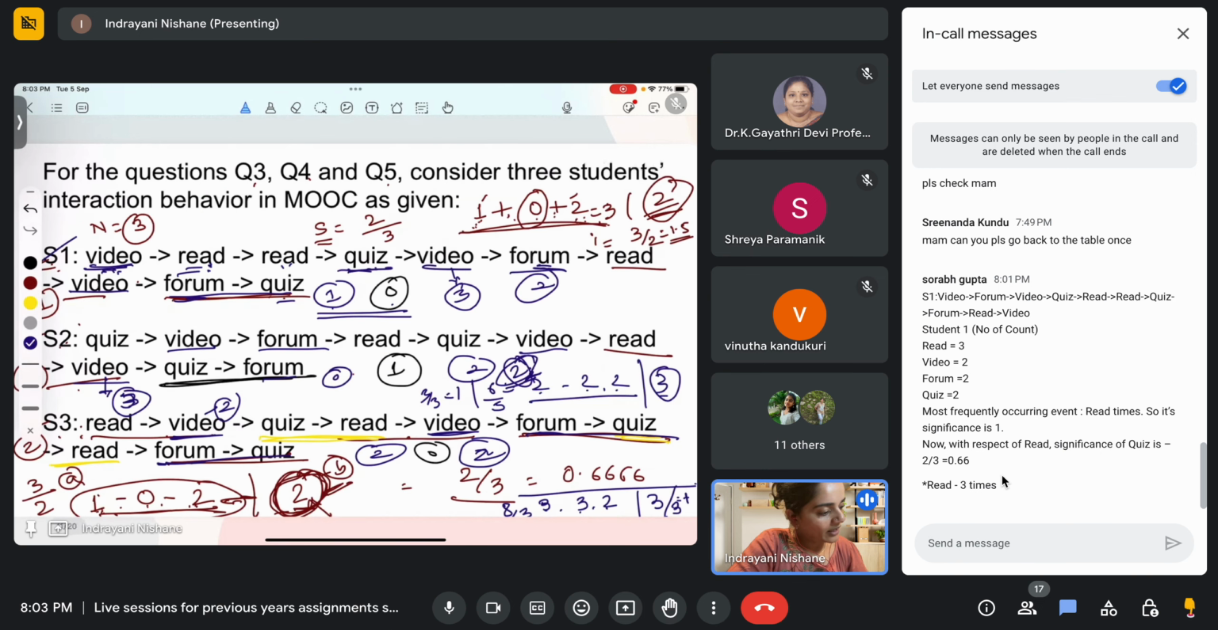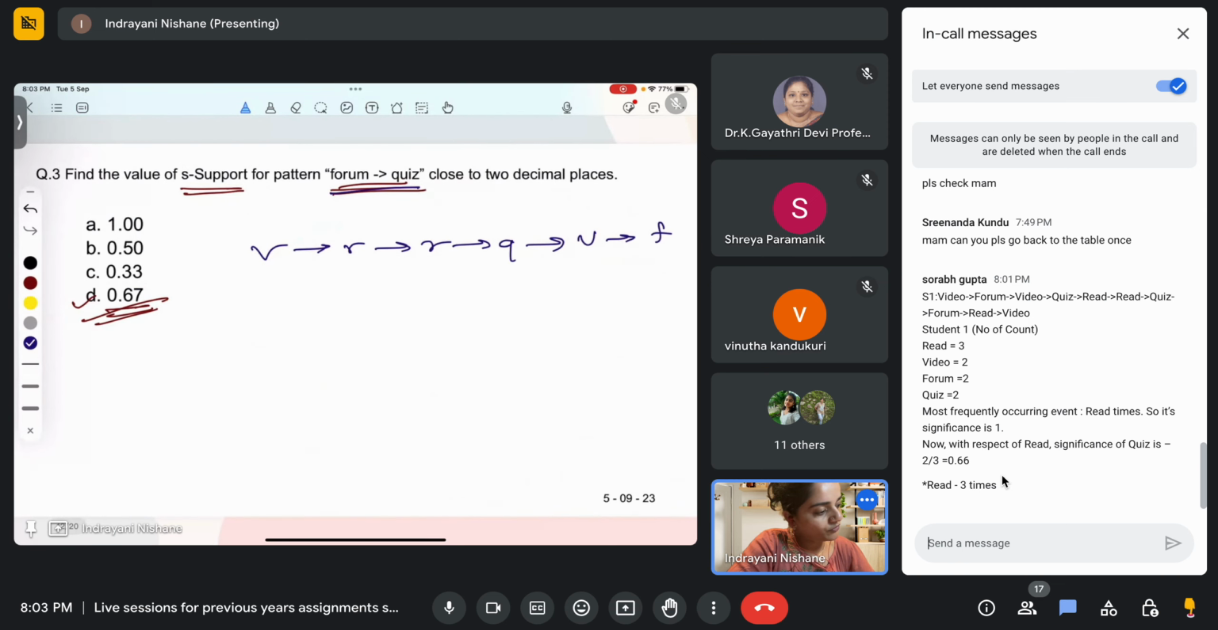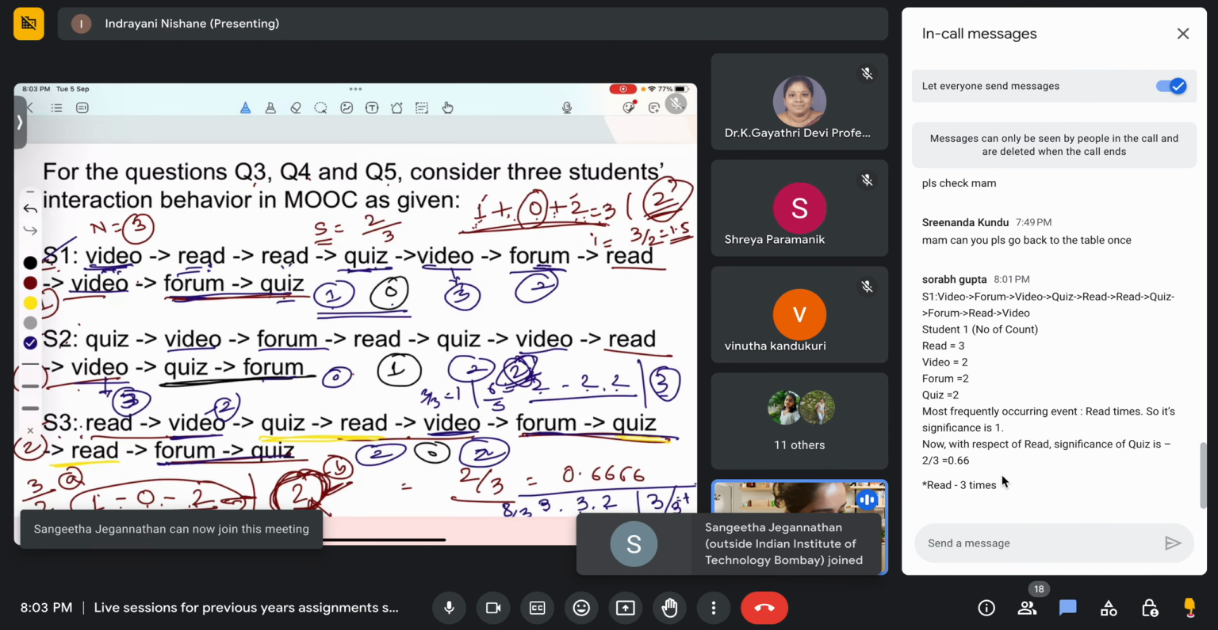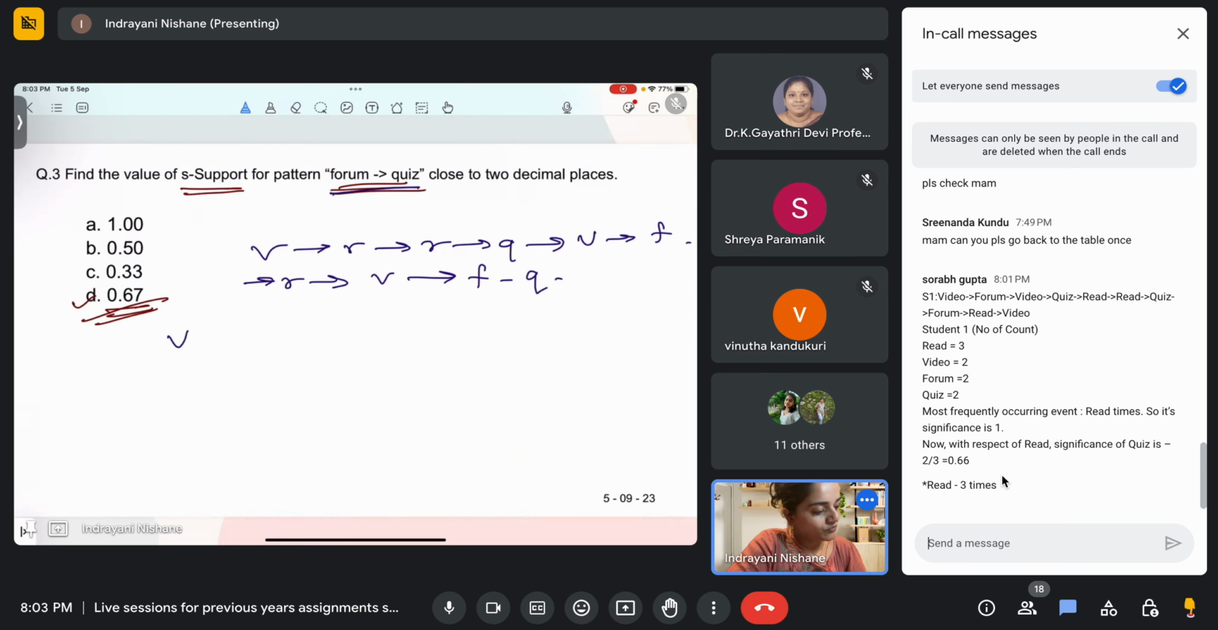This I remember I have done when we were doing the state transition diagram. Considering individual students and then getting the significance. Read, video, forum, quiz. So video, read, quiz and forum are 4 different actions. We calculate the number of times video is observed: 1, 2 and 3. Read: 1, 2 and 3. Quiz: 1 and 2. Forum: 1 and 2.